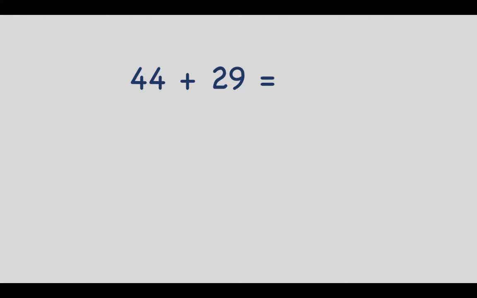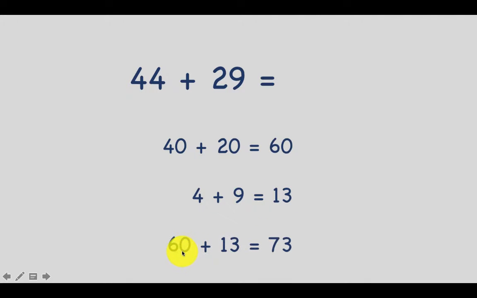First, we add the tens. 40 plus 20 equals 60. This gives us our first partial sum. Then we add the ones. 4 plus 9 equals 13. This gives us our second partial sum. Now we combine our partial sums, 60 plus 13, to obtain the sum, 73.